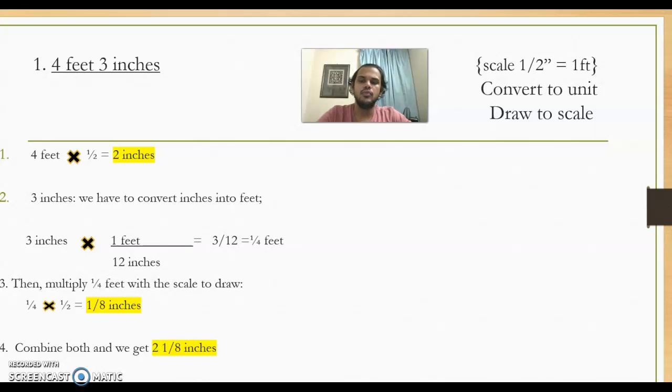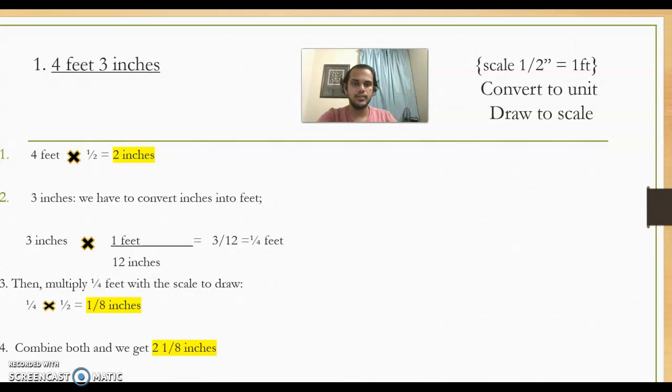We have to multiply the feet with the scale to draw, which is 1 by 2. 1 by 4 into 1 by 2 gives you 1 by 8 inches. 2 inches, which has been highlighted, and the new number, which is 1 by 8 inches, is our reduced measurement to draw. Once we combine both, we get 2 1 by 8. So that's the answer to our first question.